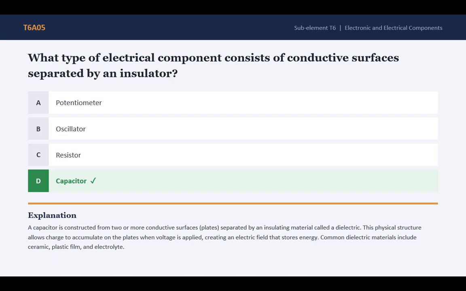What type of electrical component consists of conductive surfaces separated by an insulator? D. A capacitor. A capacitor is constructed from 2 or more conductive surfaces, or plates, separated by an insulating material called dielectric. This physical structure allows charge to accumulate on the plates when voltage is applied, creating an electric field that stores energy. Common dielectric materials include ceramic, plastic film, and electrolyte.